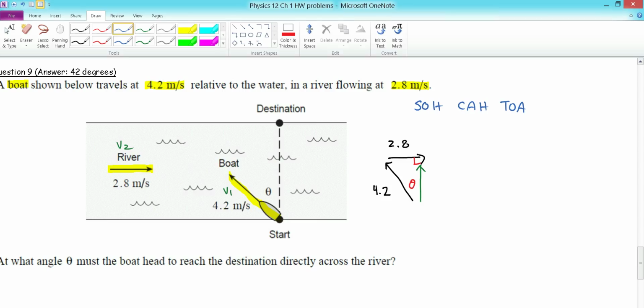And when we look at our angle, the 2.8 meters per second is my opposite side, and the 4.2 is my hypotenuse. So I'm looking for a trig function with an opposite and a hypotenuse, and that would be my sine function, opposite and hypotenuse. So in order to finish this off, I would simply write the mathematical expression here. That would be sine of theta equals opposite over hypotenuse. In this case, my opposite is 2.8 and my hypotenuse is 4.2.